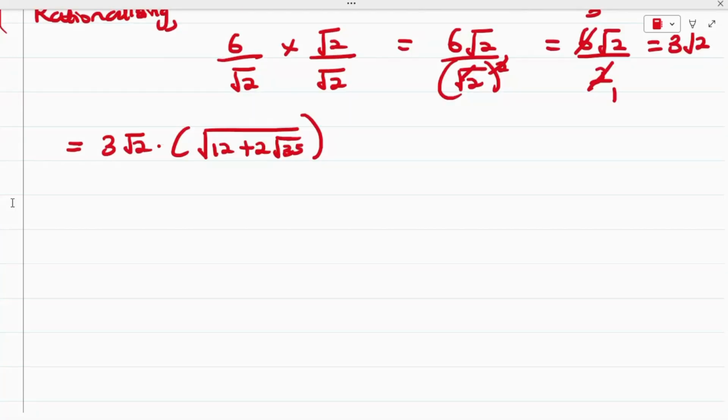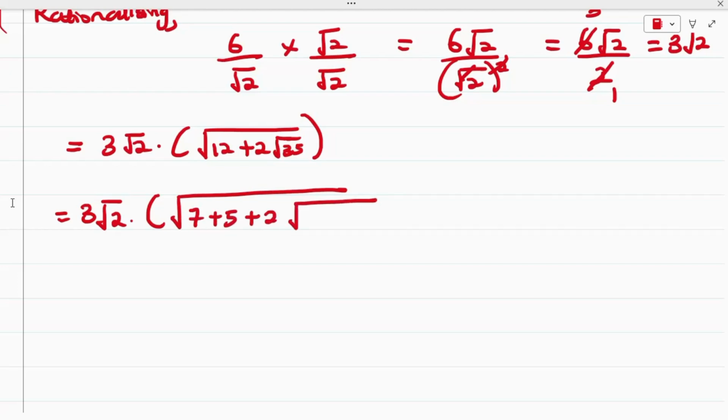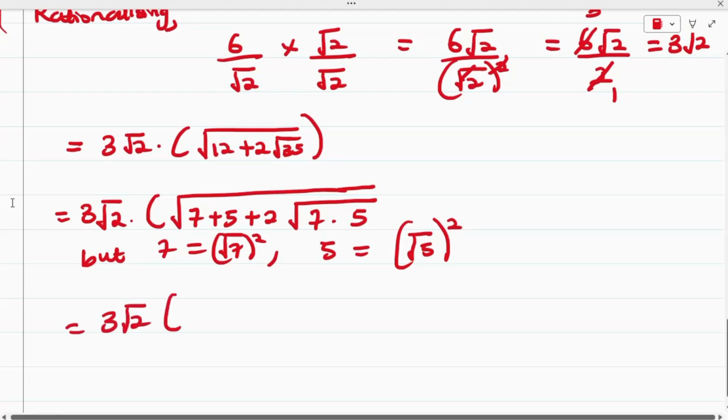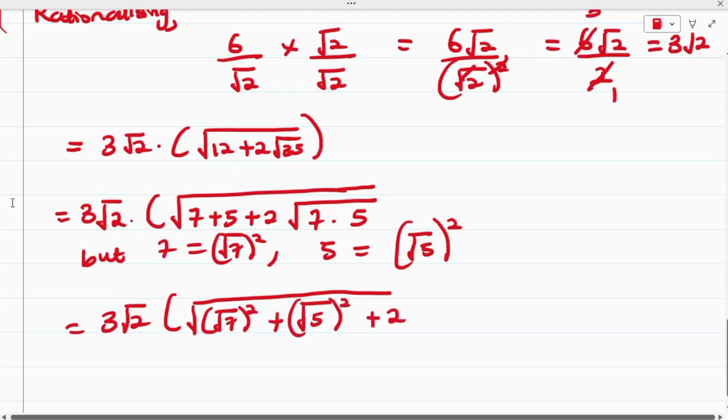Okay, so we have 3 root 2 multiplied by the square root of, now we can easily express 12 to be 7 plus 5, plus 2 into the square root of, now 35 can be expressed as 7 multiplied by 5. Alright, but we know that 7 can be expressed as the square root of 7 all square, and 5 can be expressed as the square root of 5 all square. So this equals 3 into the root of 2 multiplied by the square root of 7 all square plus the square root of 5 all square plus 2 multiplied by the root of 7 multiplied by the root of 5.